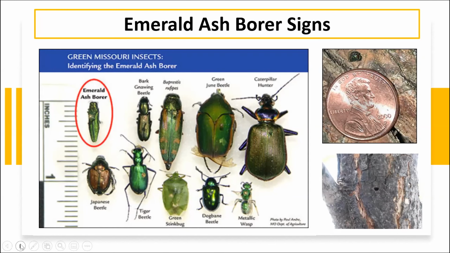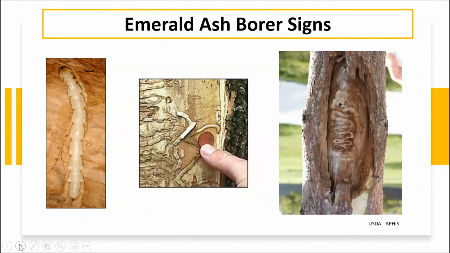So we've looked at the adult. So let's look at the larva. The larva is creamy in color and it's kind of bell-shaped in its segments. It does not have any legs. The other thing that we can look for if we don't see the larva is if we pull the bark off in some way, we'll see these kind of S-shaped trails or burrows, which is what this larva will do in making these different lines.